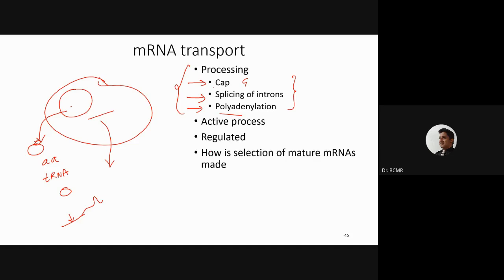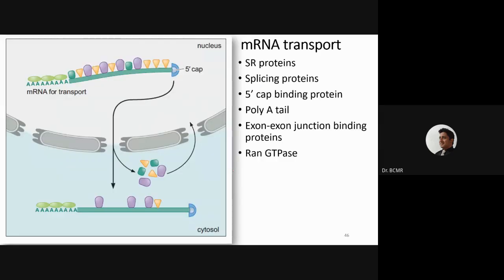So the question is, there is pre-mRNA and there is mature mRNA. That is, all the processing is done. Only the mature mRNA should come out. It's not between or while splicing is happening. And then how is the selection of mature mRNAs made?